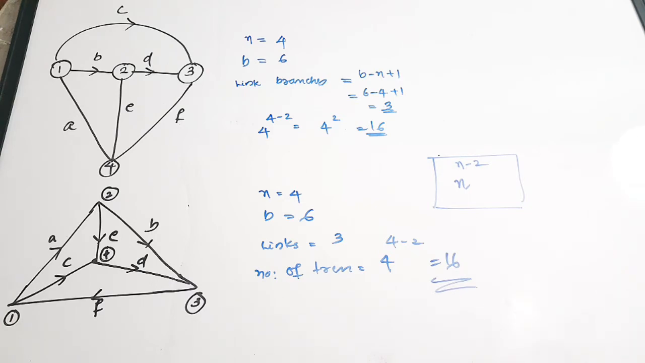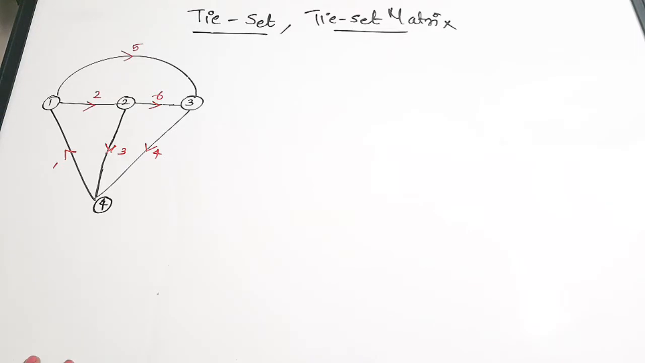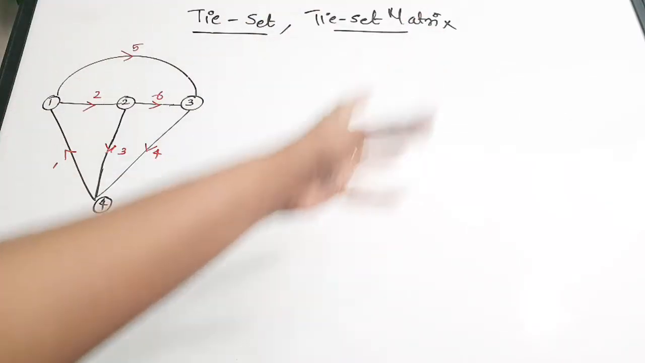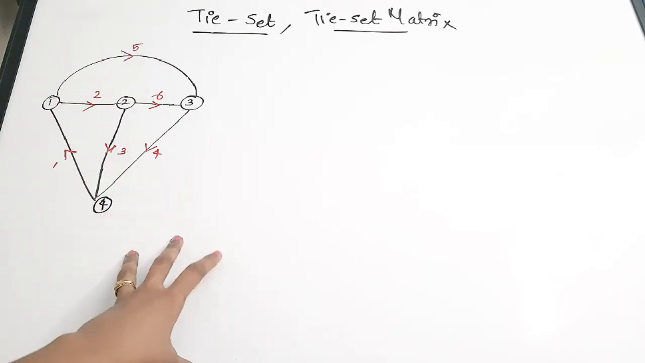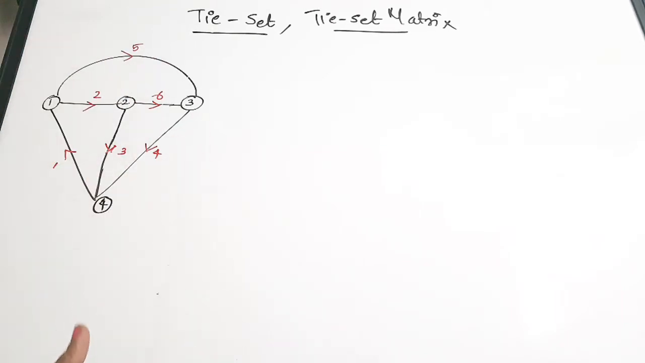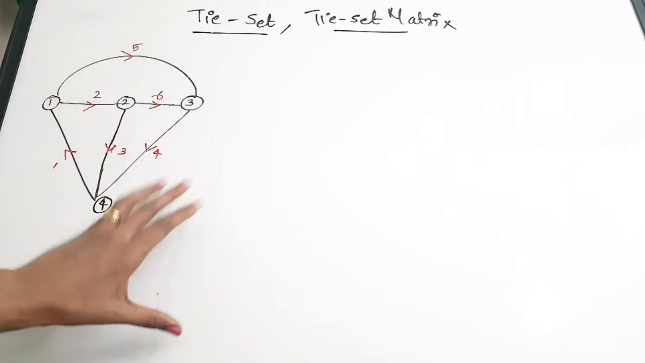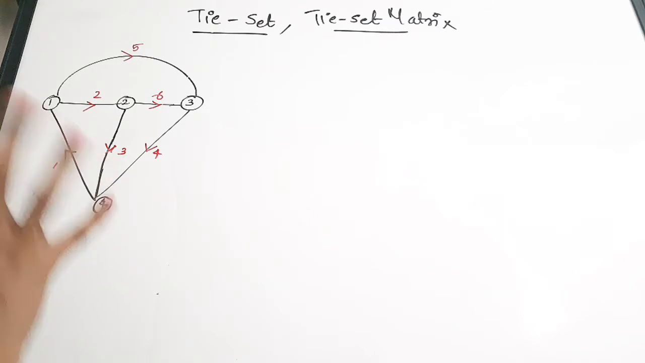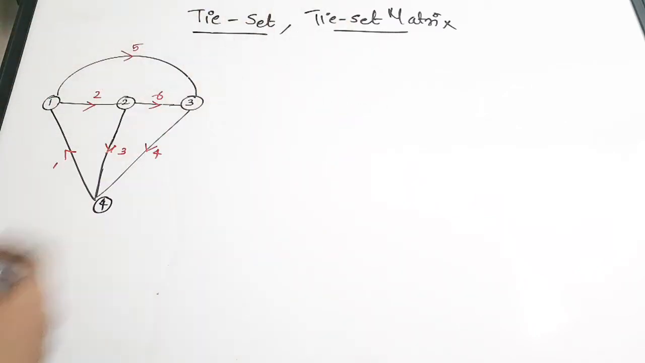Okay, next we are going to see about the tie set and the tie set matrices. So next we are going to see the concepts of tie set, ties, and tie set matrix. Before explaining what a tie set and a tie set matrix are, I would like to explain how I'm going to form a tree out of this graph. With that tree we'll explain what a tie set is and what a tie set matrix is.